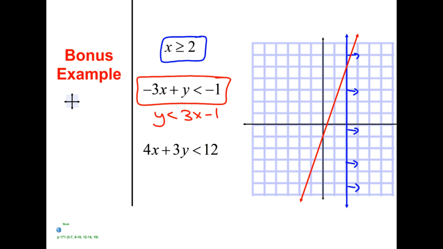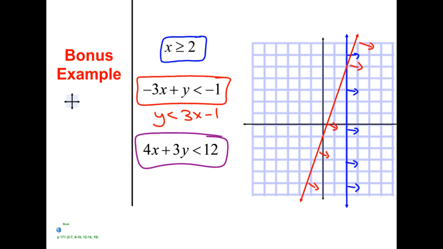Now I'm going to graph that with a dashed line because it's less than, not less than or equal to. Now we have to put in our test point, so I'm going to put in 0, 0 because it's not on that line. So y is 0 less than 3 times 0 minus 1. Well, 0 less than negative 1? No, it's not. So I'm going to shade away from 0, 0. You guys can already start to see where our intersection area is going to be, but we have one more to graph yet.